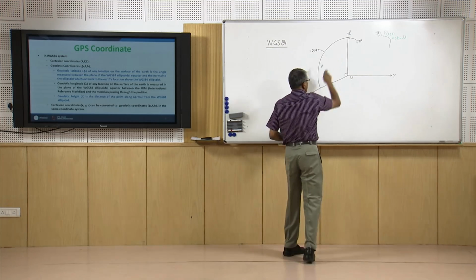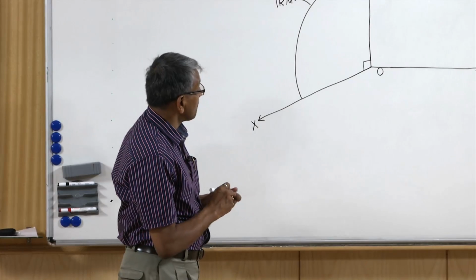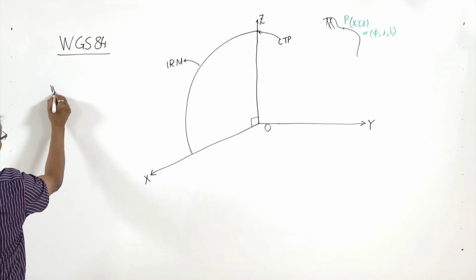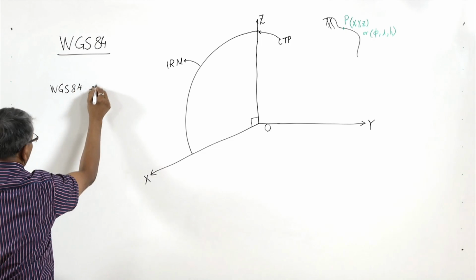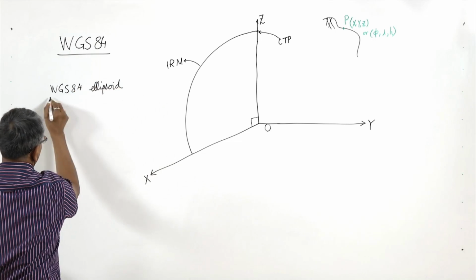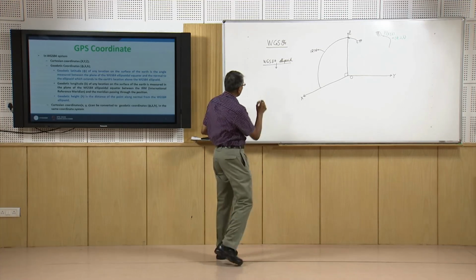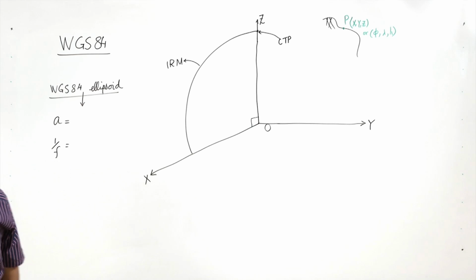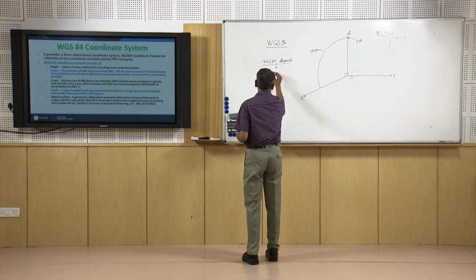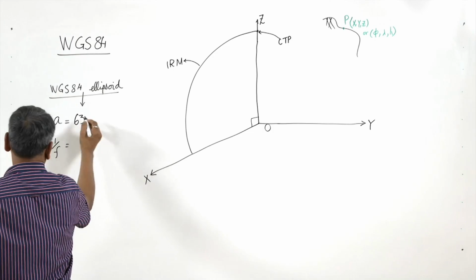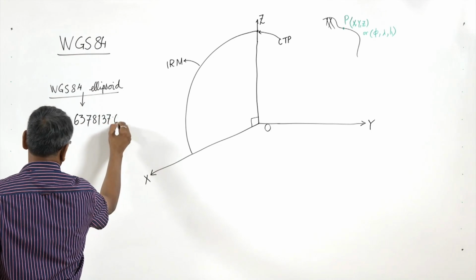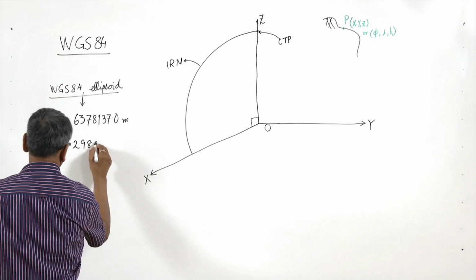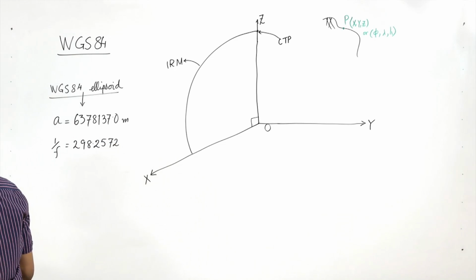Now apart from these three axes and origin, another important thing is the vertical datum surface, and for this system it is the WGS 84 ellipsoid. An ellipsoid means it is an ellipse having semi-major axis a, with the value 6378137 meters, and flattening 1/f equal to 298.257223563.